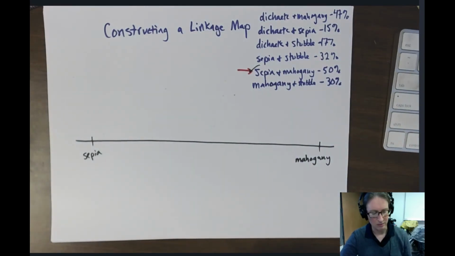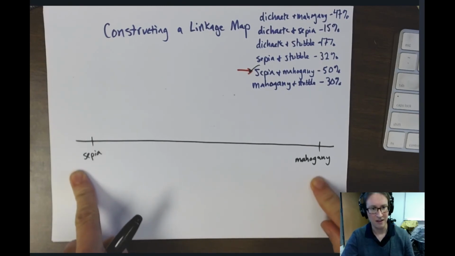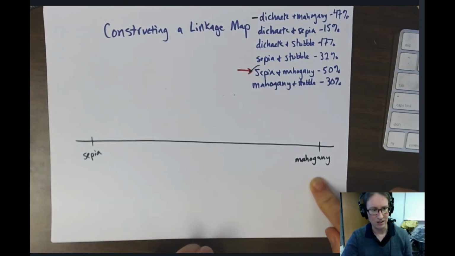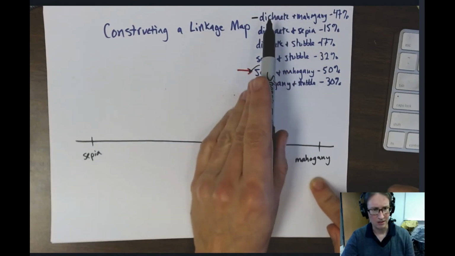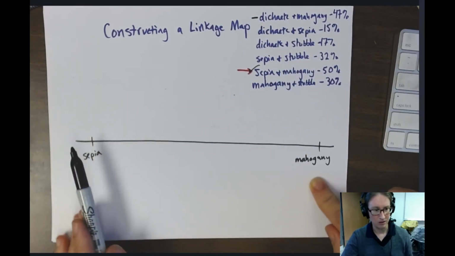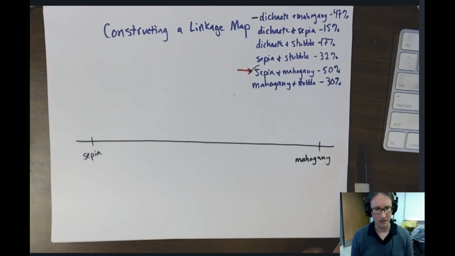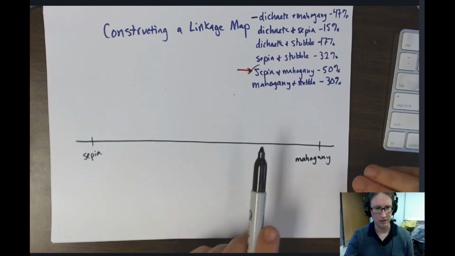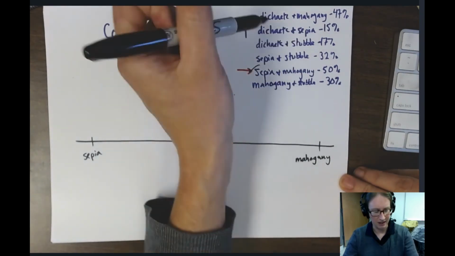And the next thing I'm going to do is start looking at other genes in between sepia and mahogany. So let's take a look at the next furthest apart genes, which are the genes dikete and mahogany, that are 47% or 47 linkage units apart from each other. The thing about this is, dikete could be on either side of mahogany. It could be here between sepia and mahogany, or it could be out here, off the chart somewhere. How are we going to be able to tell? The way we're going to be able to tell is if we also look at the relationship between dikete and sepia at the same time.